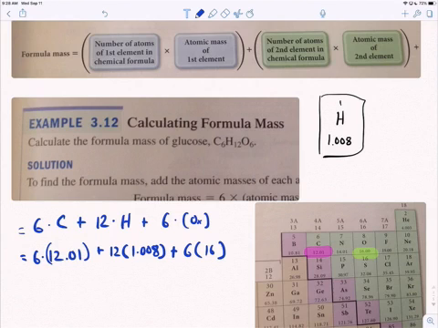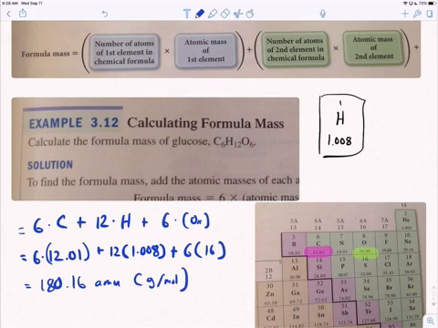But I know glucose is 180, but what is the fraction? It's 180.16 AMU or grams per mole, like that.